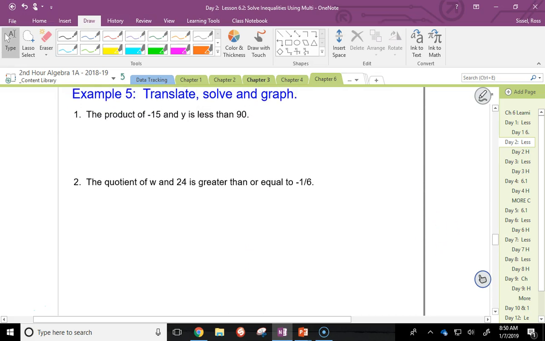Okay. Few more. We're getting close to the end. On these, we have to translate a word problem into an equation, and then we're going to graph it. So, number 1 says, the product of -15 and y is less than 90. When you guys get word problems, the way we solve these is we just break it down as we go. So I see the product, which is telling me it's going to be a multiplication.